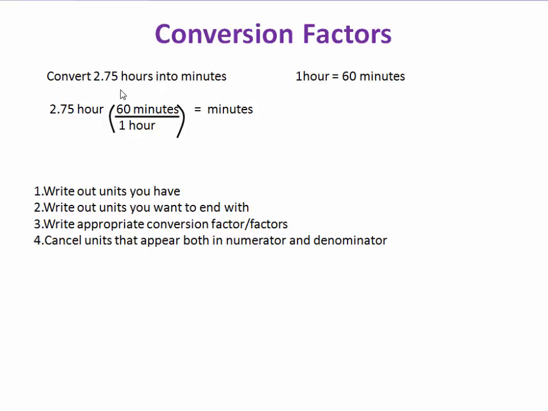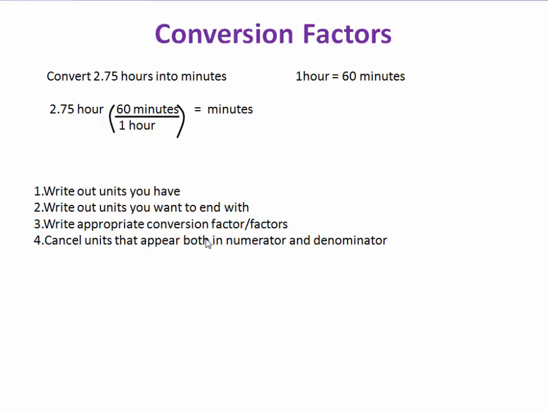In this question we want to convert 2.75 hours into minutes. We follow this procedure. First write out the units you have. So we've got 2.75 hours. Write this on the left hand side, 2.75 hours. Write out the units you want to end with. So we want to convert it into minutes. We want to end in minutes, so write that on this right hand side.